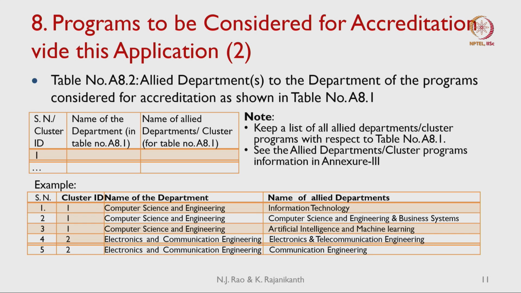Similarly, electronics and communication engineering, and electronics and telecommunication engineering is an allied department that is currently running in the institute. Then communication engineering is another allied department. So, whatever the departments in the allied departments cluster, you indicate all of them and give each cluster a distinctive ID. Okay, that is how we have to give these details.